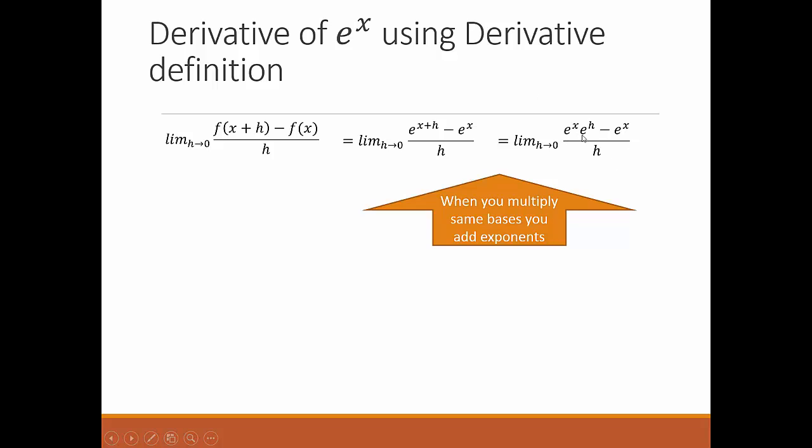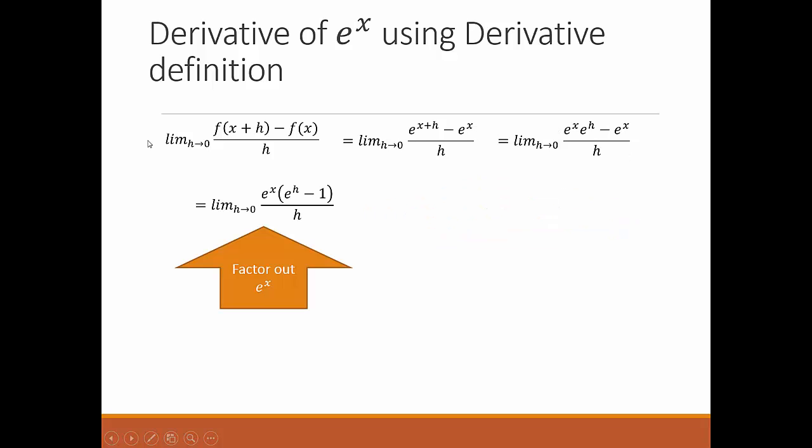Some of you know when you have the same base, what do you do with the exponents? You add them. Well, I could split them. If they're being added, I could write e to the x times e to the h. And then I could factor out an e to the x up top, which left me with an e to the h minus 1.